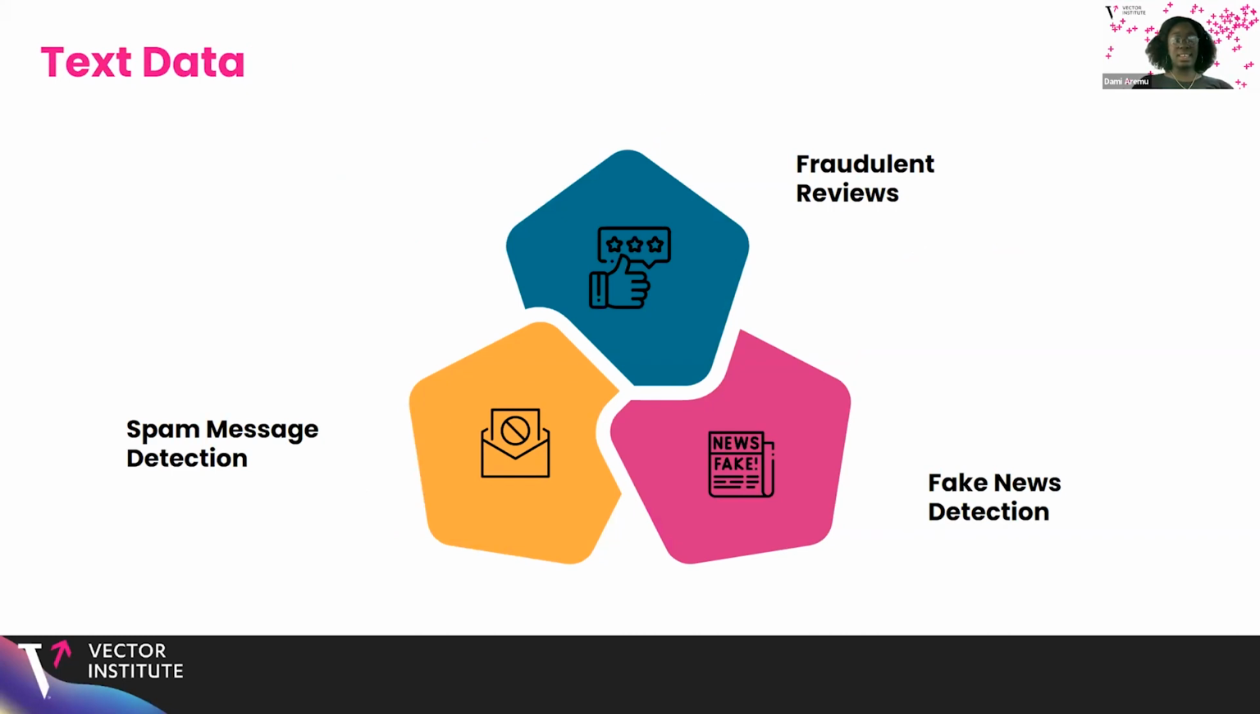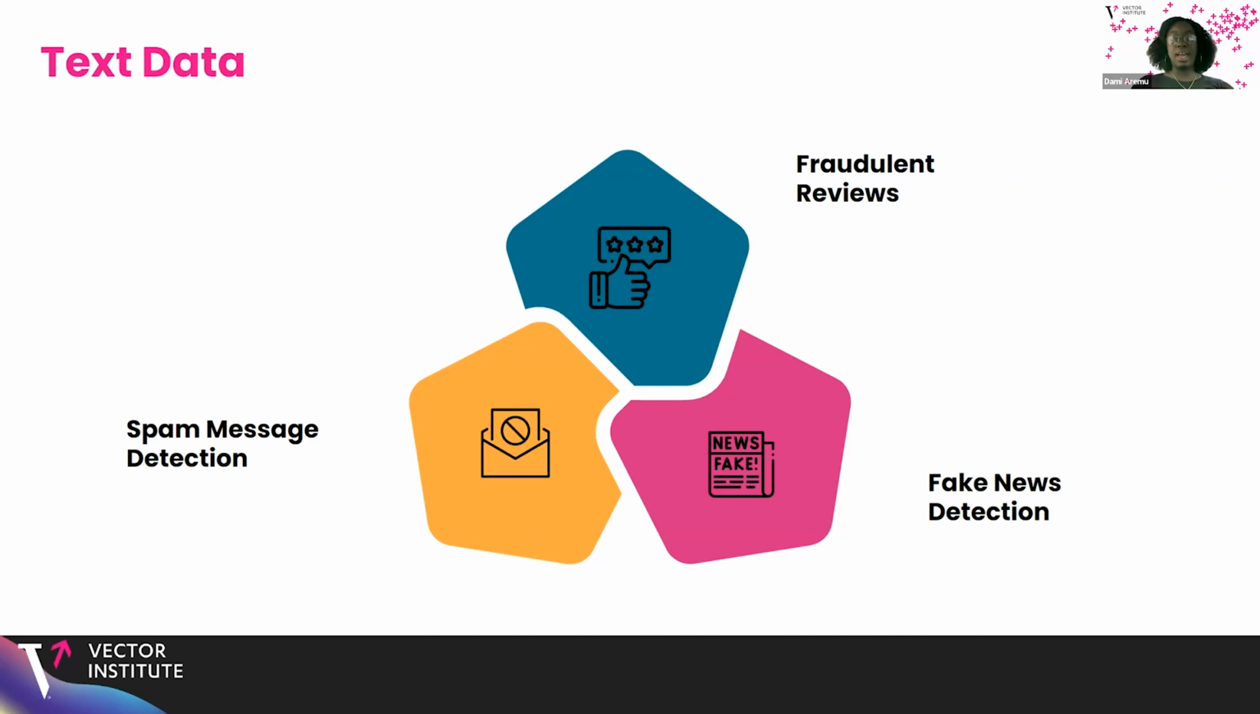Then secondly, we have text data. So for text data, we have fraudulent reviews. This is the process of seeing unusual activities in reviews, and this can indicate an anomaly or a fraudulent or fake review. Then we have spam message detection.